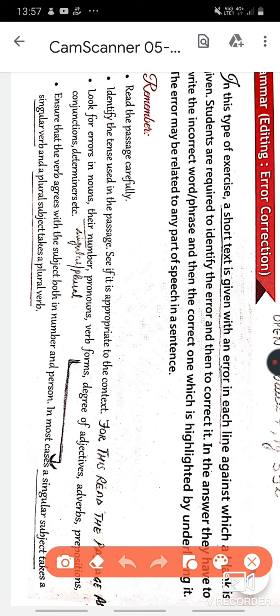To begin with, let's focus on the rules or the remember points that are given here. Read the passage carefully. So first of all, read the passage carefully. This includes reading the passage without the intention of finding any error in it, so that you know in which tense the passage is.